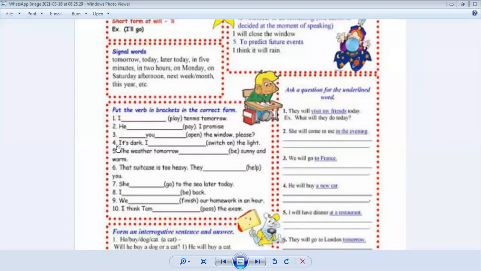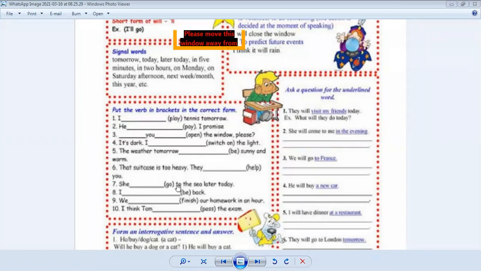Number 4, it's dark. I switch on the light. This is what we call on-spot decision or quick decision. It's very dark, I can't see, so I will switch on the light.